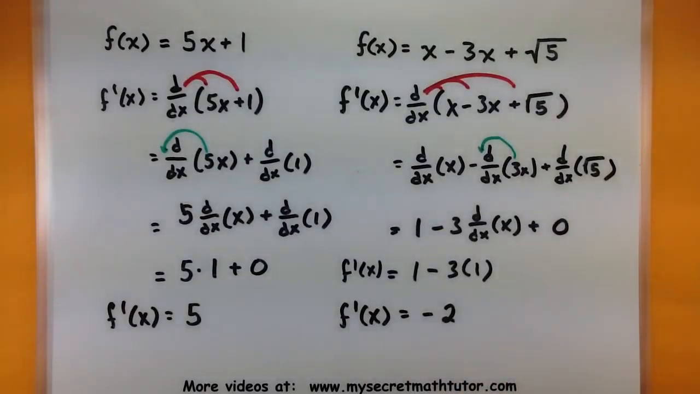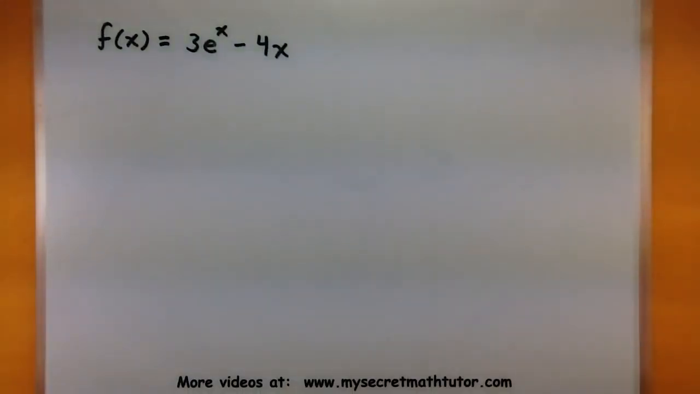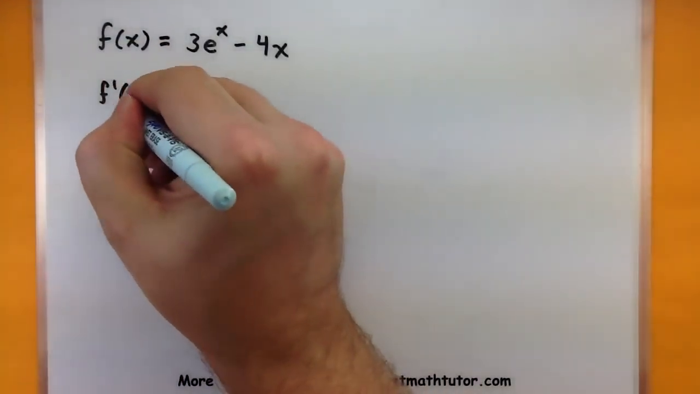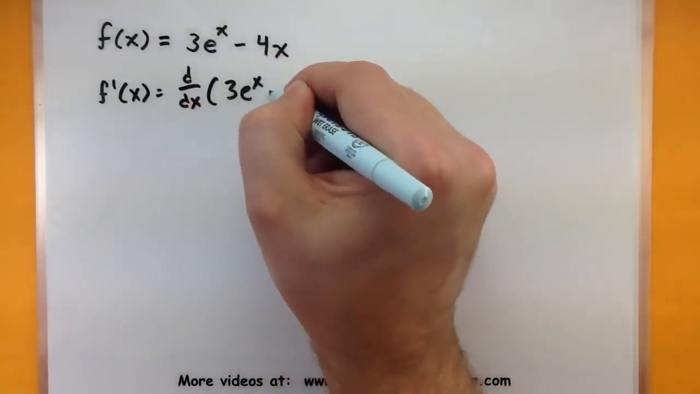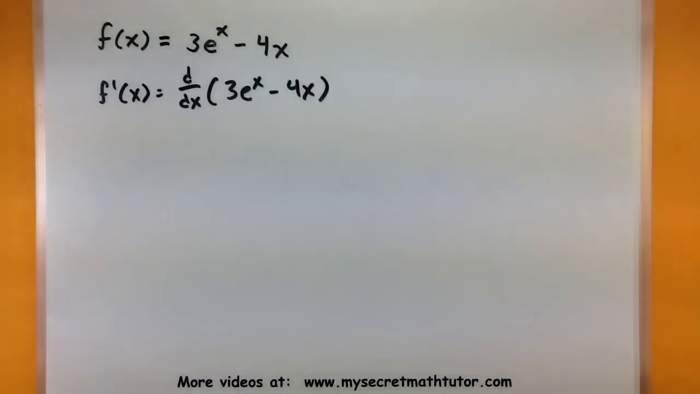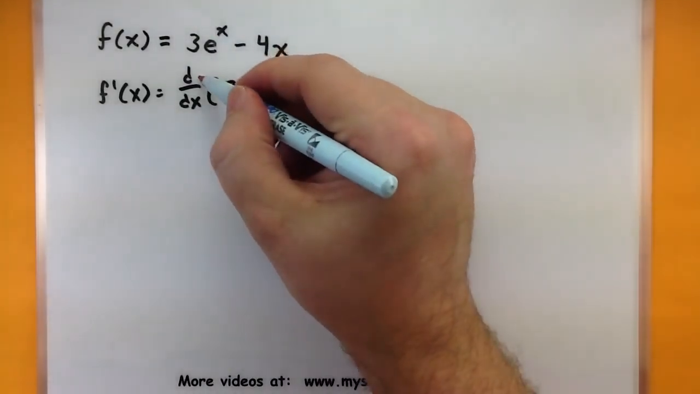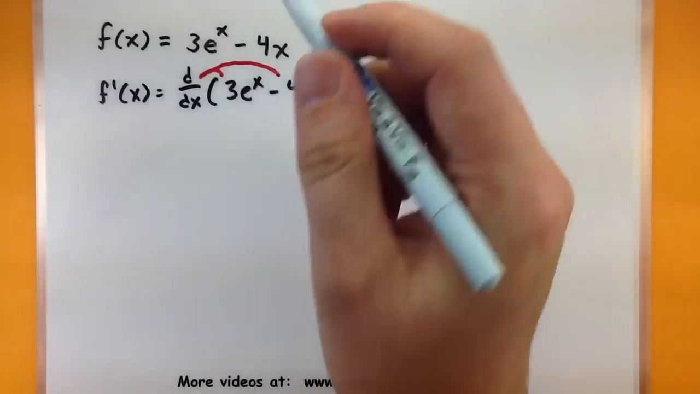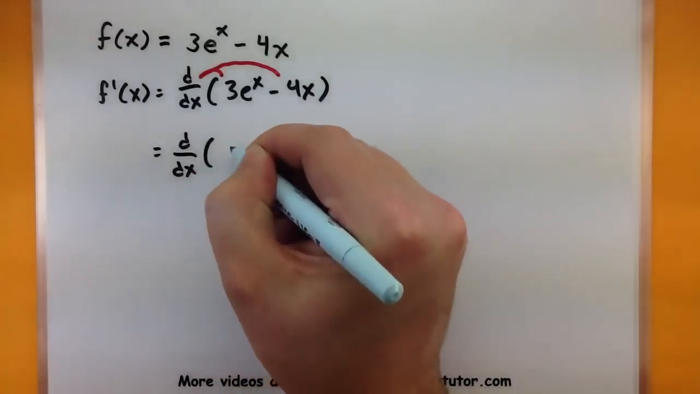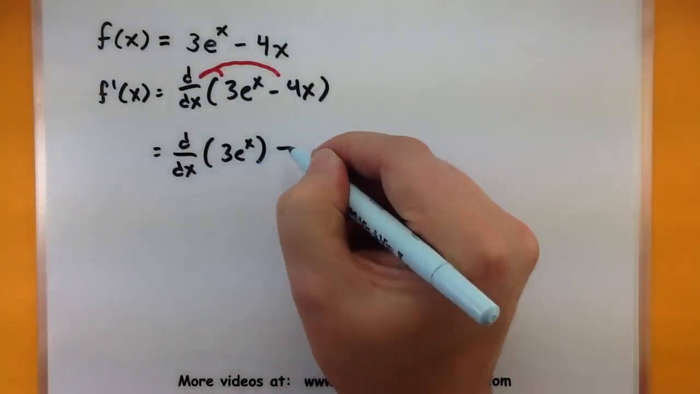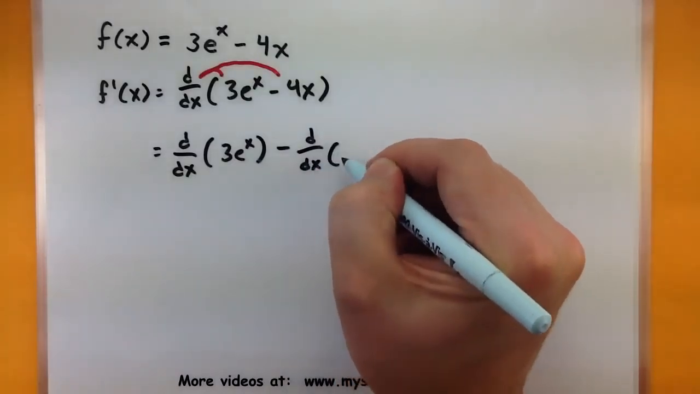All right, looking good. Hopefully it's starting to get a little bit more solid. Let's look at one last example, and we'll see how it goes. This last one, I have f of x equals 3 times e to the x minus 4x. All right, so our derivative of f. We need to figure out the derivative of 3 e to the x minus 4x. All right, so we'll start off by taking our derivative operator, putting it on each of the pieces. So now we're looking at the derivative of the first piece minus the derivative of the second piece.